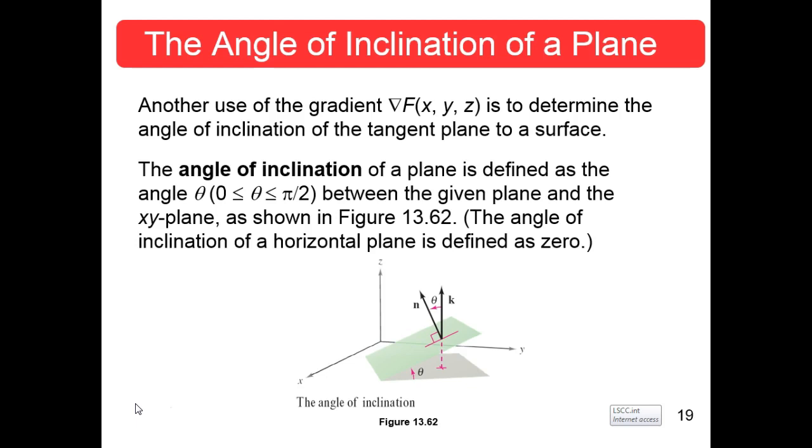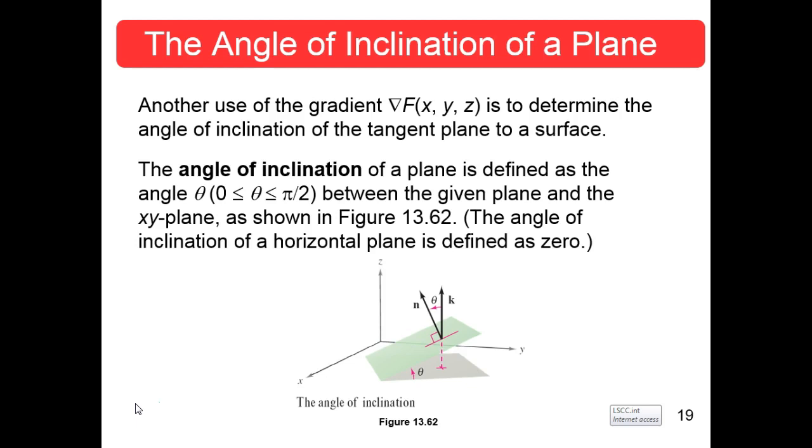The angle of inclination of a plane is defined as the angle theta, and theta is always going to be between 0 and pi halves. In other words, between 0 and 90 degrees, between the given plane and the xy plane. So it's always in reference to the xy plane. If your tangent plane's up here, we reference it to the xy plane, okay?